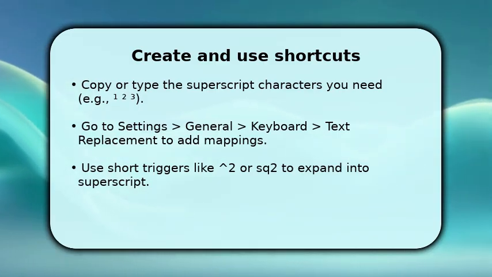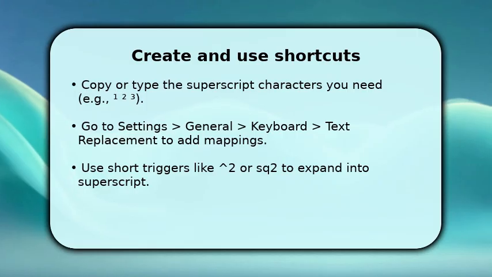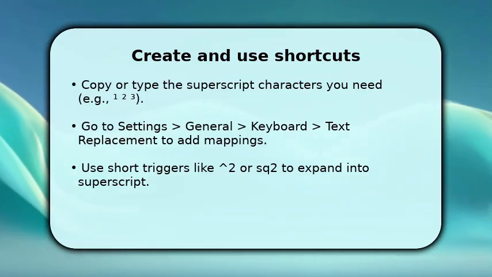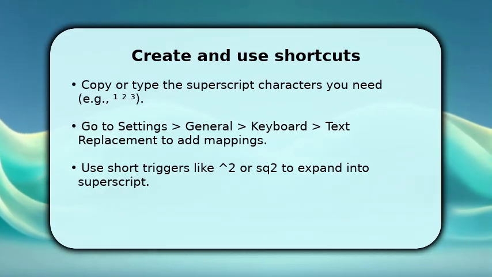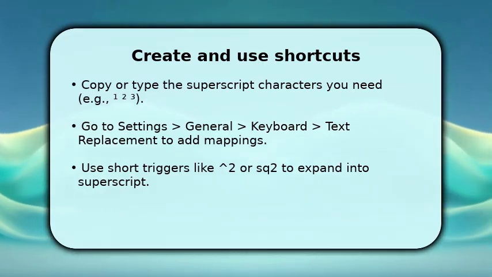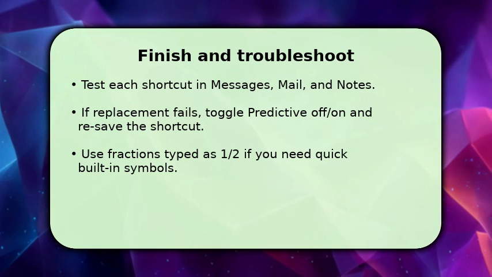Once saved, return to your app, type the trigger and accept the suggestion. The superscript replaces it. This is faster than manual pasting and works across apps. Finish by testing. Type your triggers and confirm the small digits appear in every app you use.